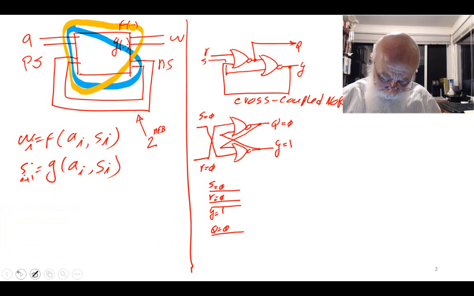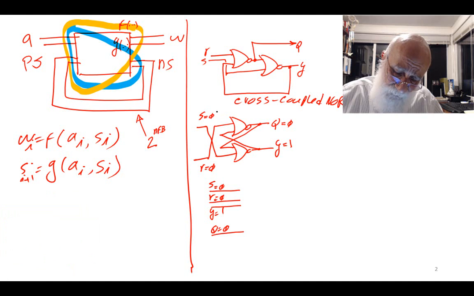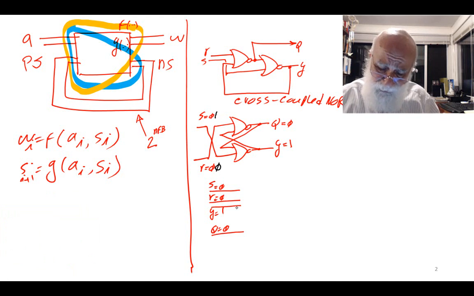After a while, what I'm going to do is change my S to 1, keep my R 0. I'm going to study to see what happens. So my S has changed to 1, my R remains 0, and then the 1 on S propagates into the lower NOR gate. Now I have a 1 on the input, I have a 0 on the other input. That doesn't matter. A 1 means that this becomes a 0.